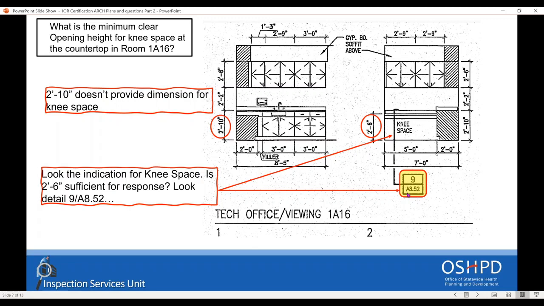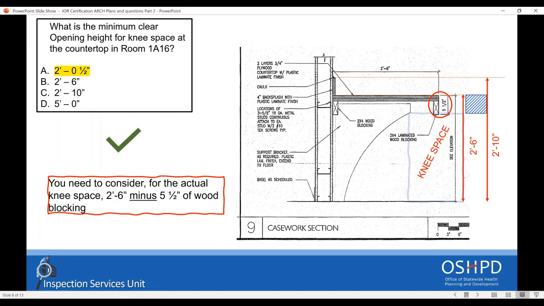A8.52. So most of you, unfortunately, just stopped here and gave the answer 2 feet and 6 inches. But let's go to the detail 9, A8.52. What this detail provides, you can see the wood blocking. And so I provided in this detail, I rewrote the 2 feet and 10 inches. I rewrote the 2 feet and 6 inches.